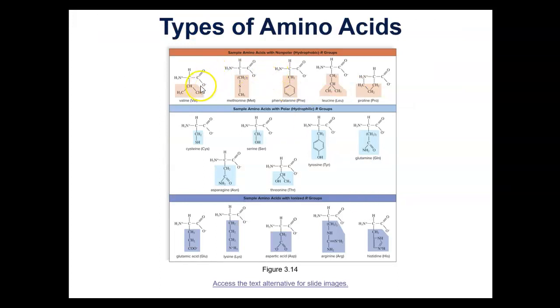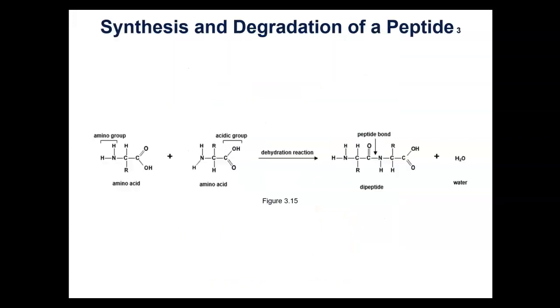And these are the 20 different amino acids. I don't think it's all 20, but these are different amino acids that show you different R groups, but all of them have a central carbon, an amino group, an acid group, and a hydrogen group. And then the purple shows you the R group.